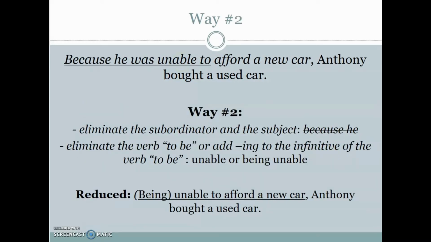The second way to reduce an adverb clause is when you have the verb to be in the clause, the same like in adjective clauses. You eliminate the subordinator and the subject, and you eliminate the verb to be, and you keep the rest. And you have unable to afford a new car. And like I previously said in the previous slide, you can also add ing to the verb to be and have being unable to afford a new car, Anthony bought a used car.